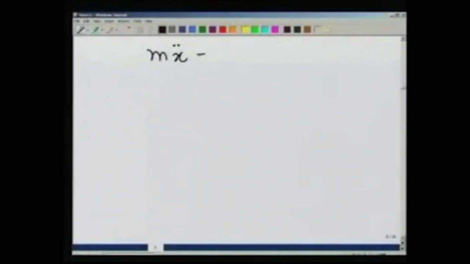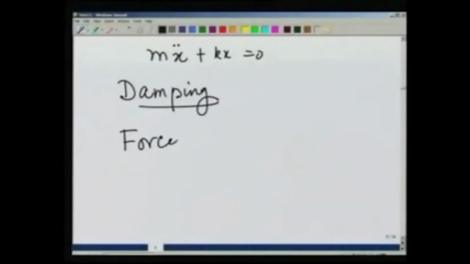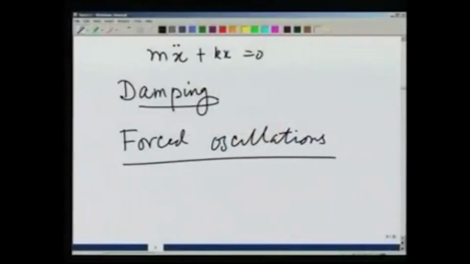To start with, we will consider the equation of motion mx double dot plus kx equal to 0 and look at its solution represented by a phasor diagram. After that, we are going to introduce damping into the system and see how it changes the motion, and after that we are going to study the forced oscillations of these systems when the system is subjected to an external force in addition to its own force, like the spring force that it experiences.